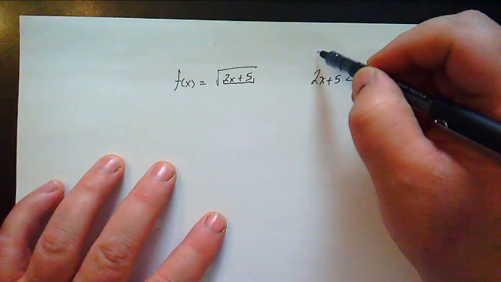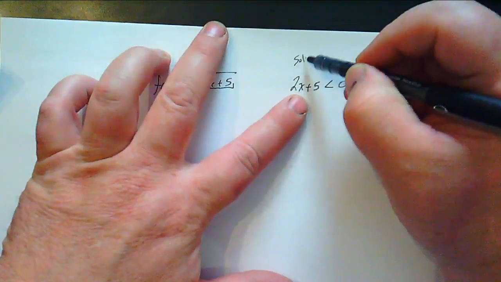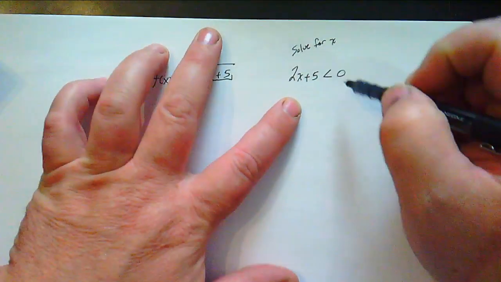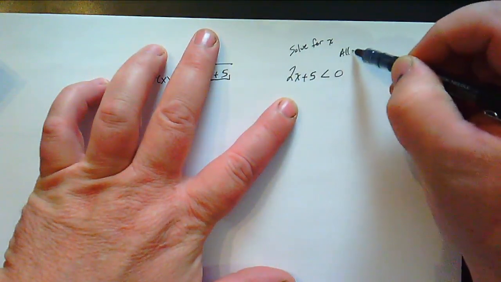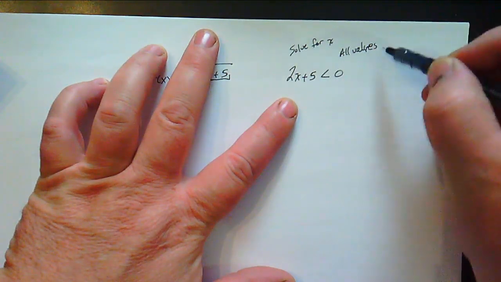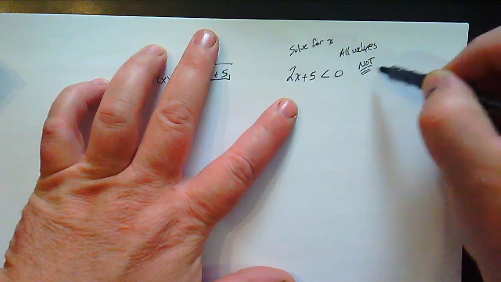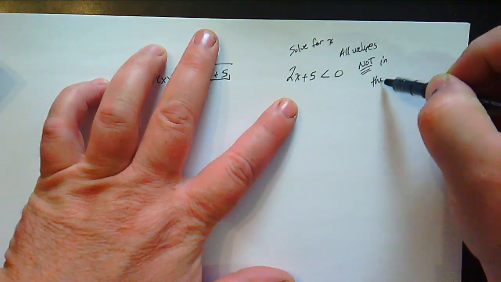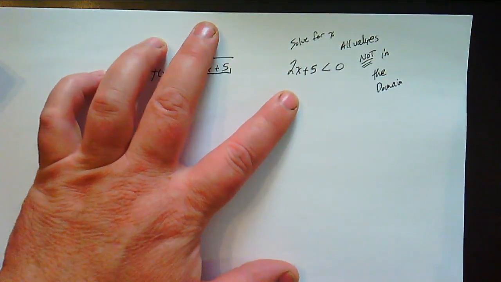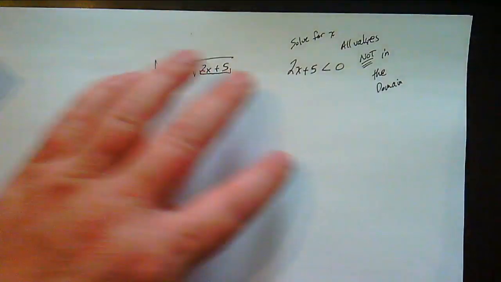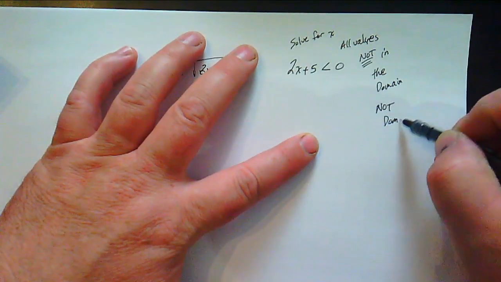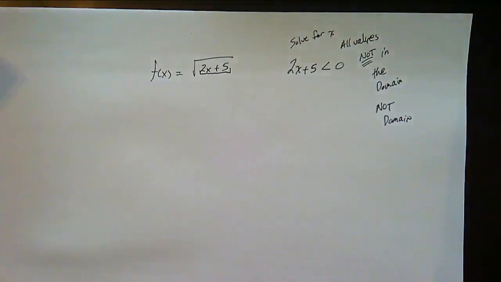If you solve this for x, sorry, it's sloppy handwriting, you're going to get all the values not in the domain. The domain will be everything else. Do you understand? So what we're actually doing right here is finding the not domain. That's a slippery concept right there.